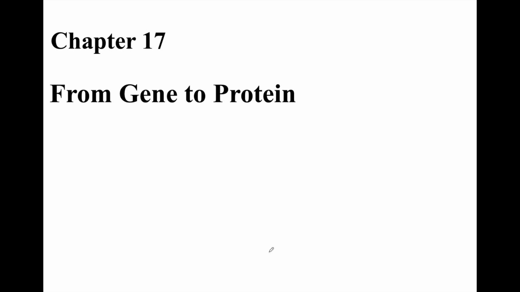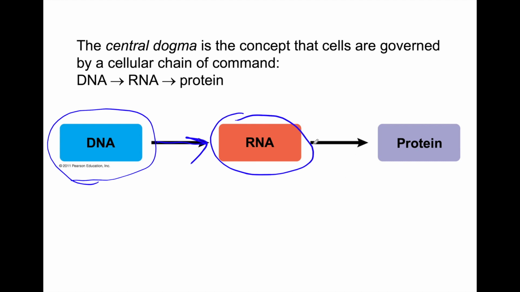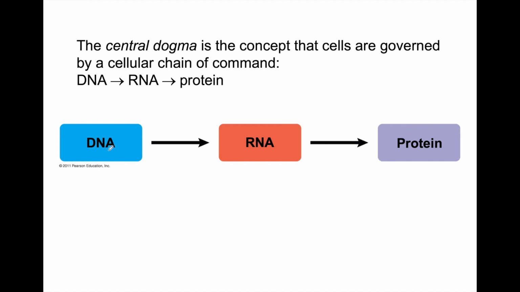Chapter 17 is where we talk about how the DNA is actually used. This is overall known as the central dogma of molecular biology. Basically, information is stored in the DNA. That DNA is transcribed into RNA, and then that RNA is translated into protein. So this is the overall flow of information. Information flows from DNA to RNA to protein, and that's known as the central dogma of molecular biology.